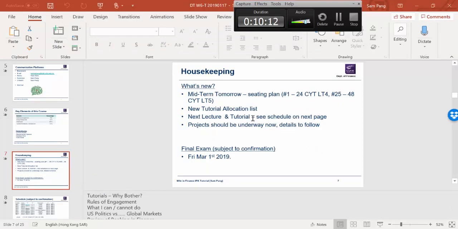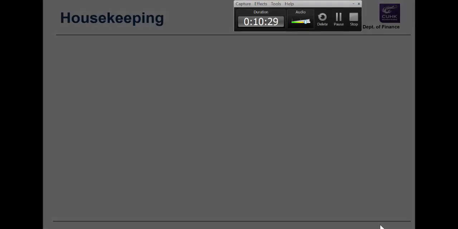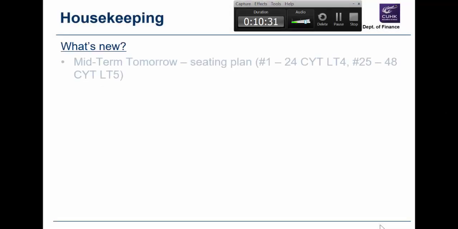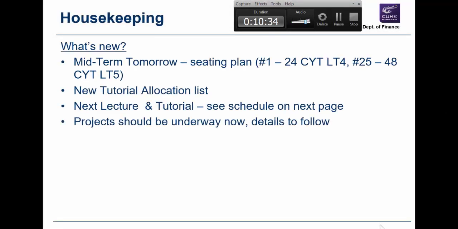Next lecture and tutorial. Next lecture is tomorrow. Next tutorial, if you are in T1, it will be Saturday. If you're in T2, then obviously we meet 1 week from now. So your projects, I hope, are all underway and you're having lots of fun preparing for it. That was the whole idea.